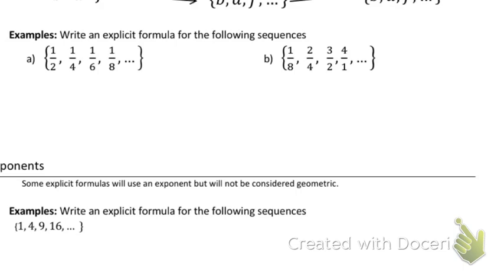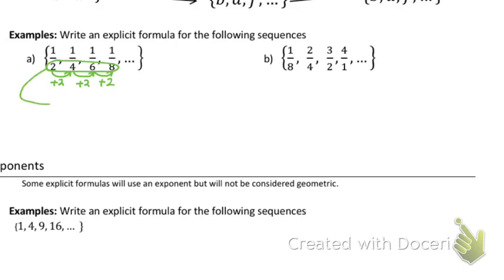So what I'm going to treat this as is every one of these has a 1 on top. So I'm going to have some kind of equation that has just a 1 on top. And if I look at the bottom, I have 2, 4, 6, 8. That's arithmetic. So I'm looking at this bottom one, that 2, 4, 6, 8, and I'm saying, well, that's arithmetic. To get from 2 to 4, that's plus 2. To get from 4 to 6, that's plus 2. To get from 6 to 8, that's plus 2.